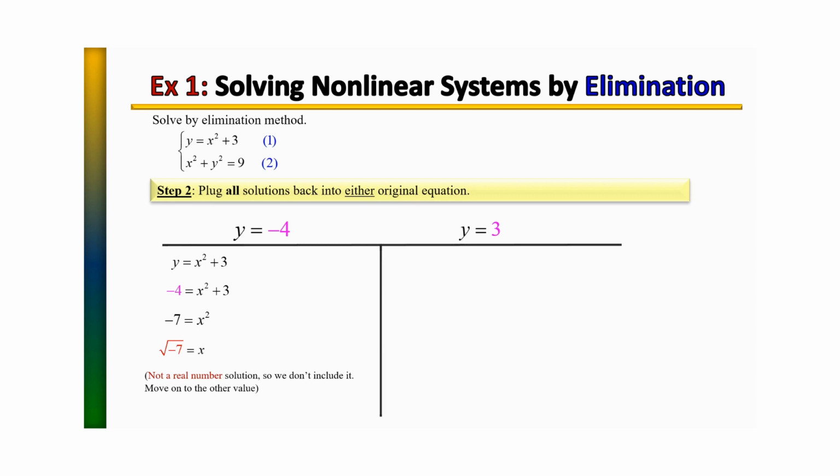Let's move on to plugging in a 3 in y's place into that same equation. So removing the y, replacing it with 3. I'm going to subtract 3 from each side, take the square root of each side, and x equals 0. So we do have a real number solution there of (0, 3). And that is our solution to this nonlinear system.